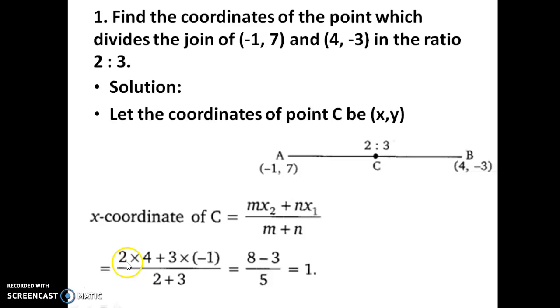So 2 is m, 3 is n. So 2 into x2, x2 is 4, then -1 is x1, divided by m plus n, that is 2 plus 3. After simplifying you will get 8 minus 3 divided by 5. 8 minus 3 is 5. 5 divided by 5 is 1. So the x coordinate alone is found now.